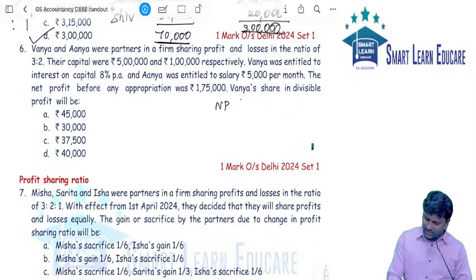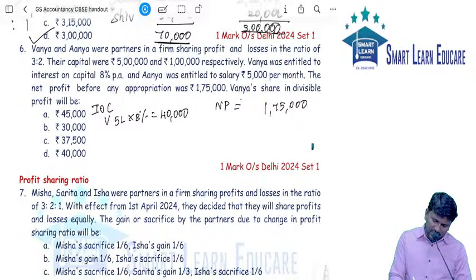Net profit. What is the net profit given? $1,75,000. First, interest on capital. What is the amount of interest on capital? Capital is first for V. It is 5 lakhs. 5 lakhs into 8%, that is 40,000.